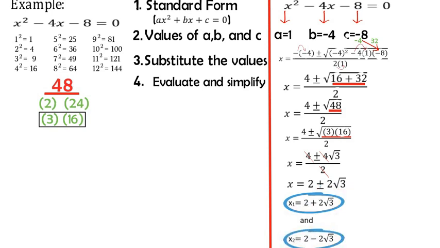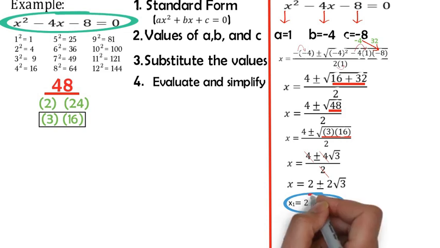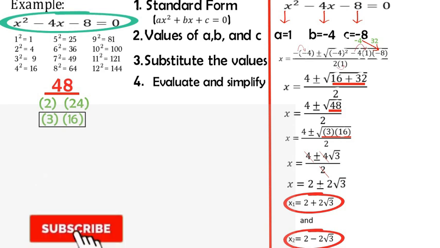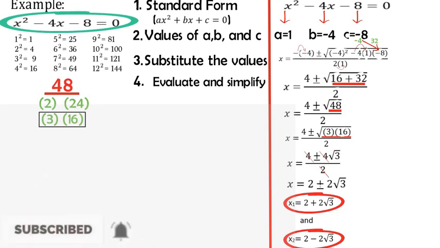So the solution of our given, x squared minus 4x minus 8 is equal to 0, these are now the two roots. The first root is 2 plus 2 square root of 3, and the second root or solution is 2 minus 2 square root of 3. That is now the solutions.